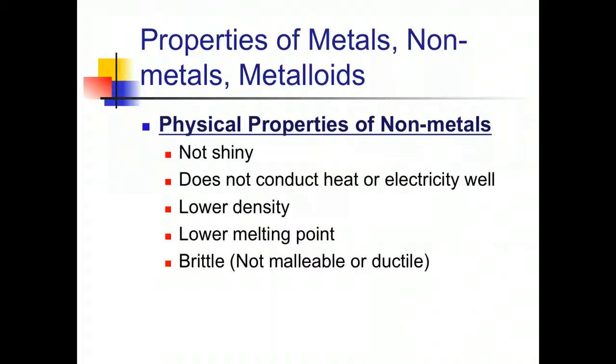All right, our next group are the nonmetals. Nonmetals are completely on the opposite end of the periodic table. There are not that many of them. The nonmetals are not shiny. They're the exact opposite of a metal. They're not able to conduct heat or electricity very well. They're much lower in density, meaning their particles are spaced farther apart from each other. They have lower melting points because those particles are not held tightly together. They can melt and separate and become liquids and move around much easier.